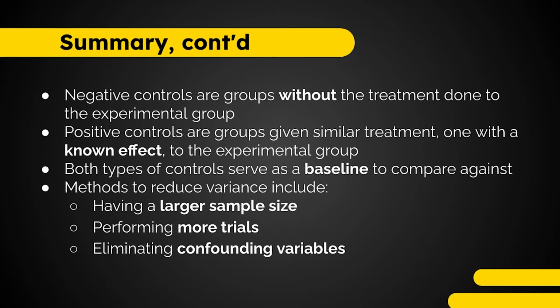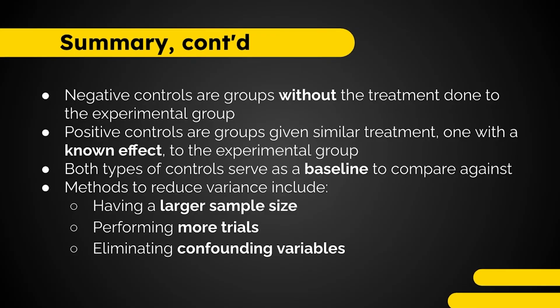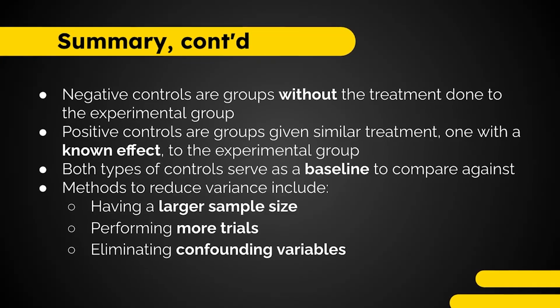Negative controls are groups without the treatment done to the experimental group. So basically you could think of them as a default. Positive controls are groups that are given treatment that we know has an effect on it. Both of these types of controls serve as a baseline for us to measure against to see what sort of effect the experimental group has.